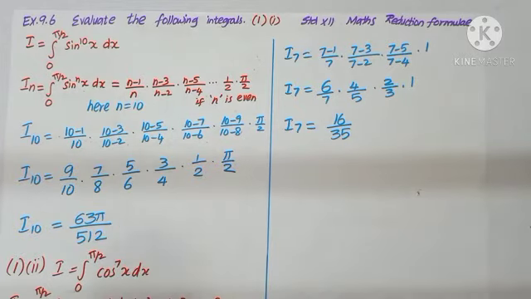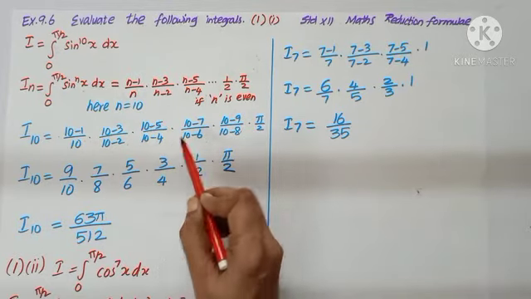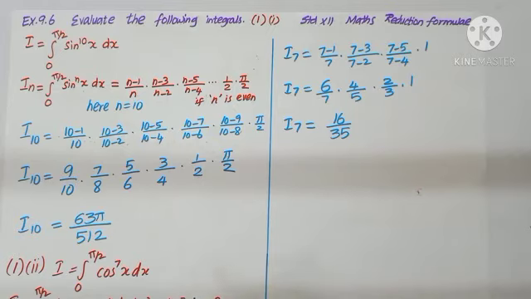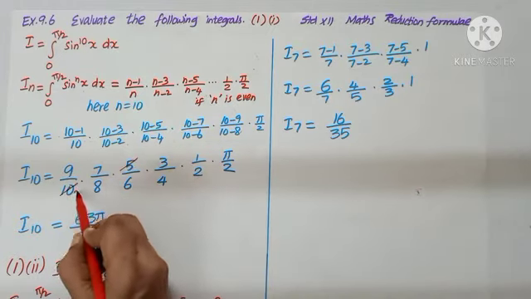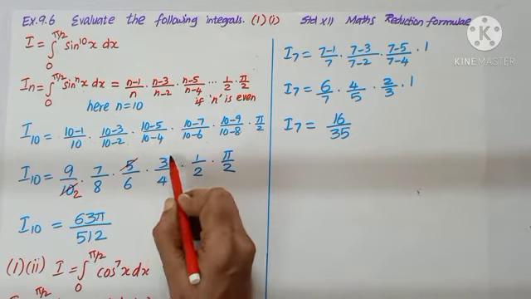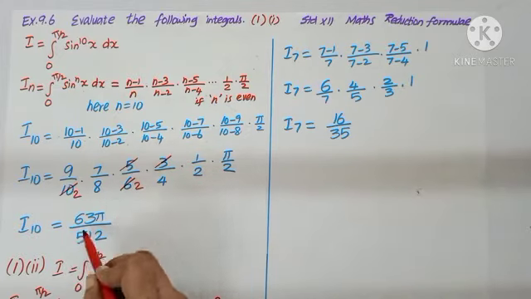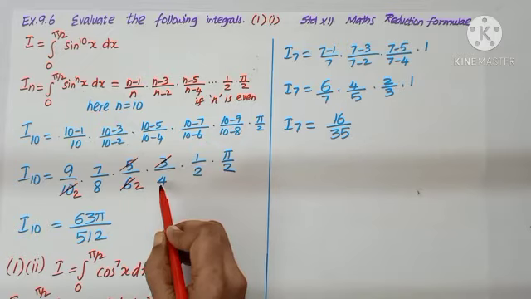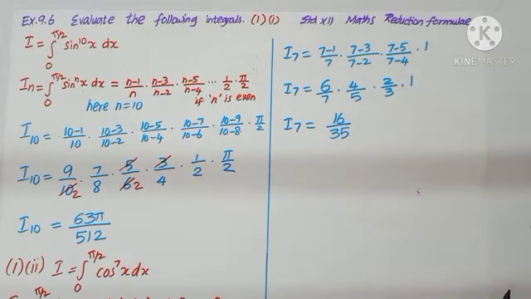As we simplify, 9 by 10, 7 by 8, 5 by 6, 3 by 4, 1 by 2 into pi by 2. See, anything I can cancel. 5 cancels 2 times. 3 cancels 2 times. 9 into 7, 63, into pi by denominator 2 into 2 into 4 into 2 into 8 into 2 gives me 512.